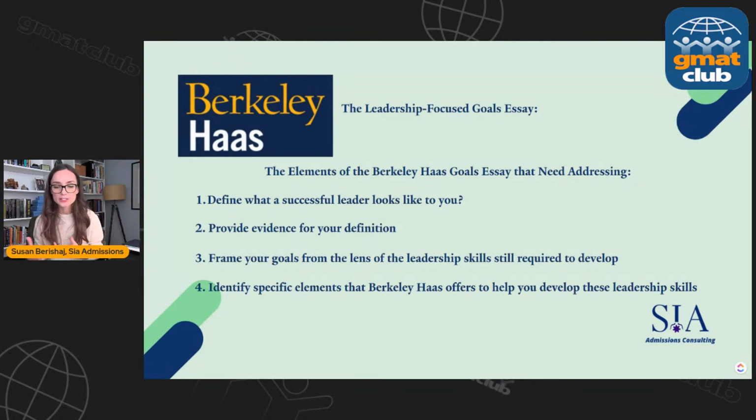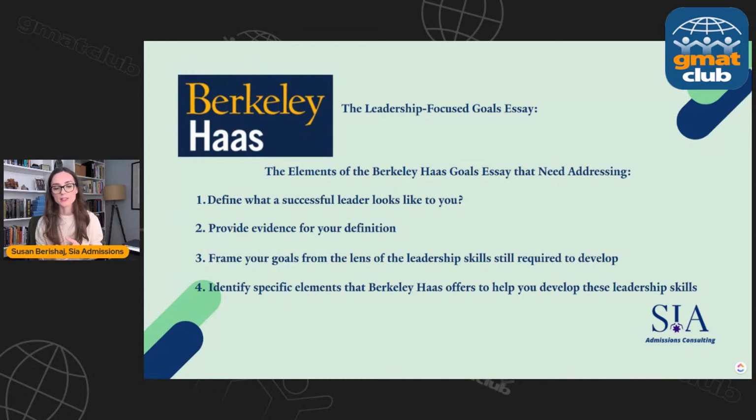Once you have clearly articulated what a leader looks like and you have identified an example, then you have to answer the question: what do you need to develop to become a successful leader? And obviously, you're going to tie together the example and your goals and frame it from the lens of leadership. So you still want to show what your goals are, but focus within those goals on what kind of leader you want to be in that particular field or that particular role.